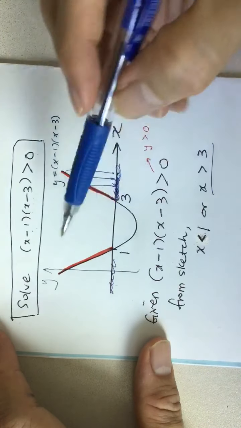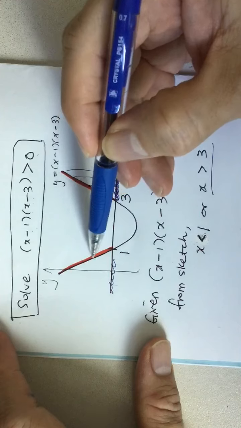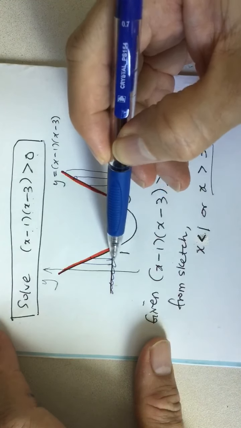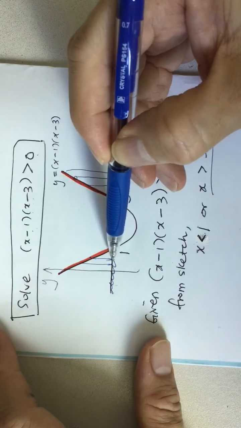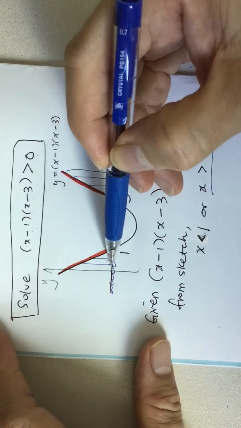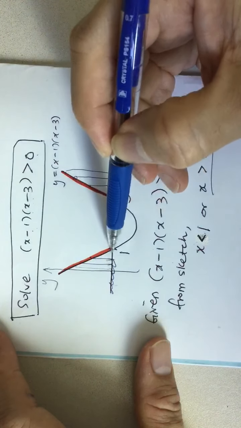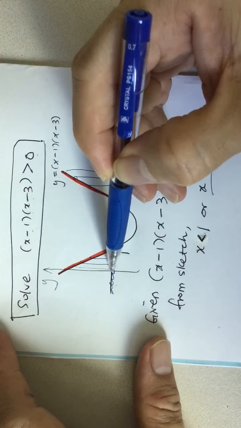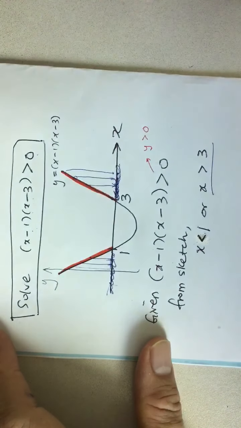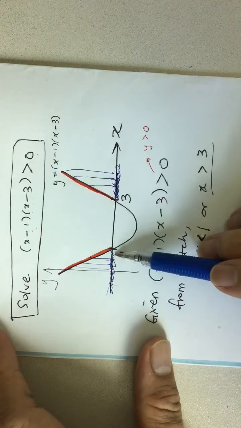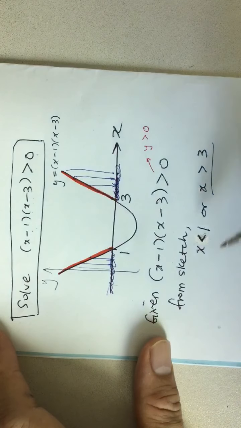For this portion, all the points along this part of the graph, your x coordinate will be along here. So for this point, this is your x coordinate. For this point, this is your x coordinate. For this point, this is the x coordinate. So your x coordinate will be lying along here. The x values are all here, and these values are all less than 1. So we have x less than 1.